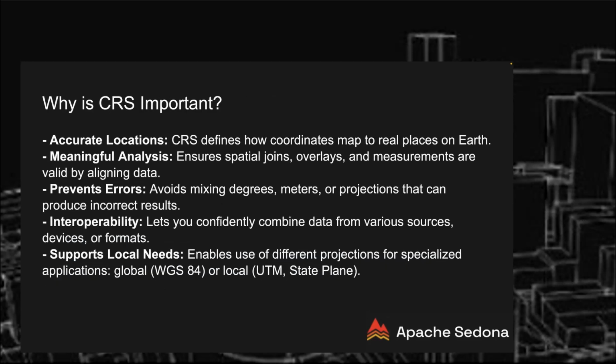These are very important so that we can get accurate locations. Without it, you could be off by hundreds of meters or more. You also need it for meaningful analysis, for spatial joins, overlays, and distance measurements. They only work correctly when your data is properly aligned. It prevents costly errors from mixing degrees with meters or different projections, and it allows for interoperability. Finally, it supports local needs. You can use global systems like WGS84 for worldwide analysis or local projections like UTM for high precision regional work.